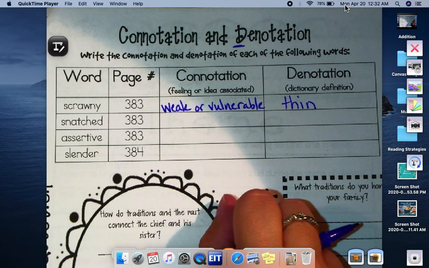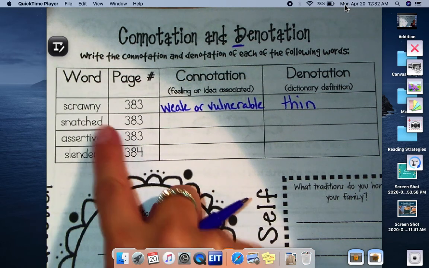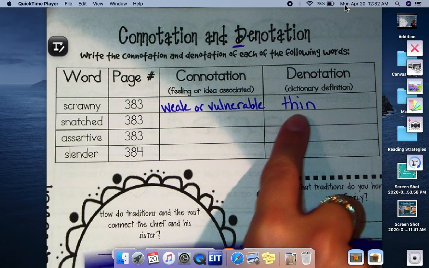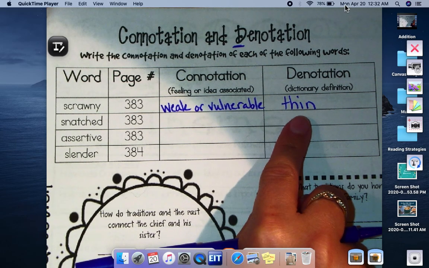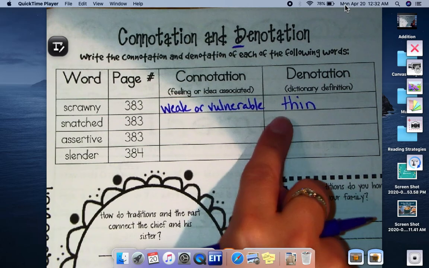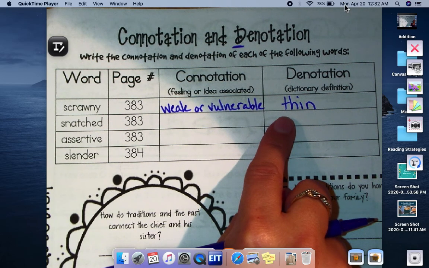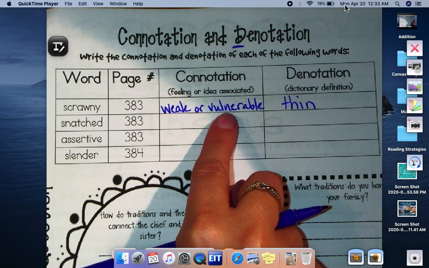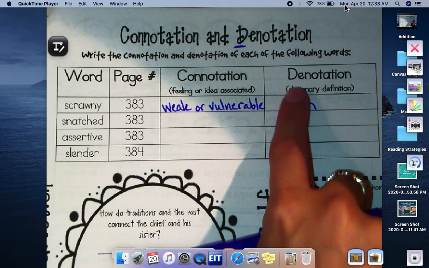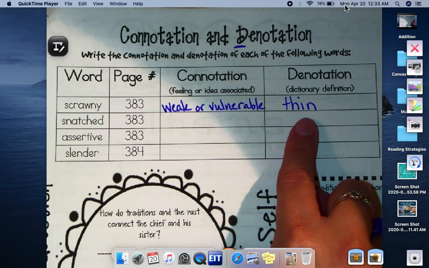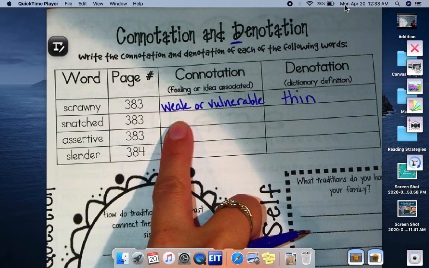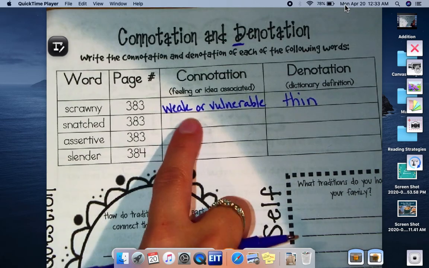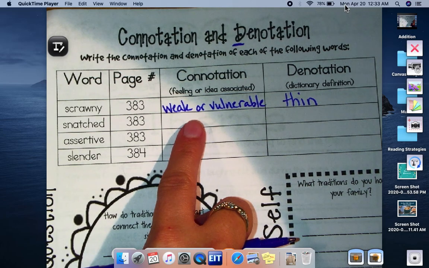Think about if I was describing a stray cat. Scrawny, if I describe it as scrawny, you're going to picture a very thin cat. But if I say it's scrawny, you're probably thinking about it being really thin, like skin and bones thin, and it's going to be very weak, very vulnerable to predators. So scrawny's definition is just that it's thin, but the feeling that you get when you read the word scrawny is that that thing is weak. Okay? Let me do another one.